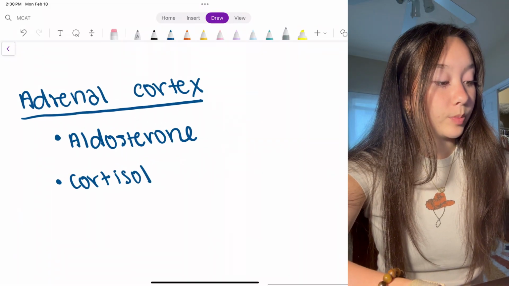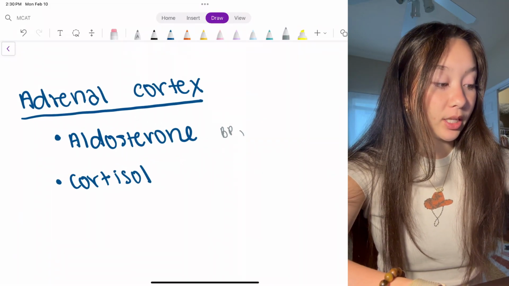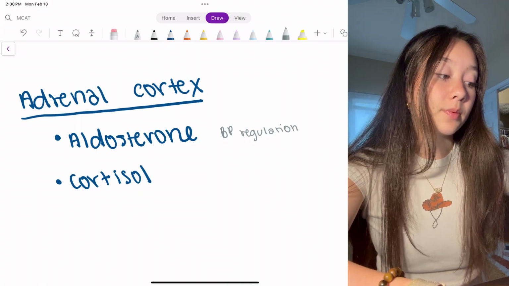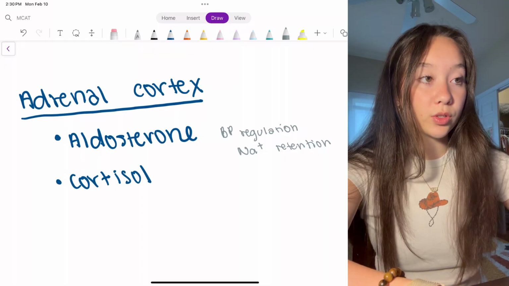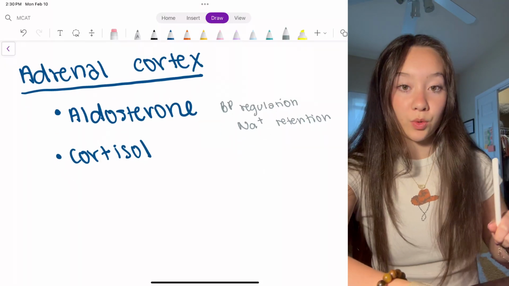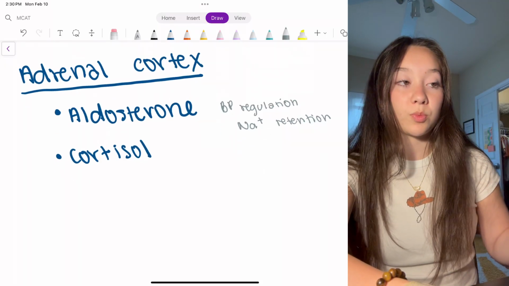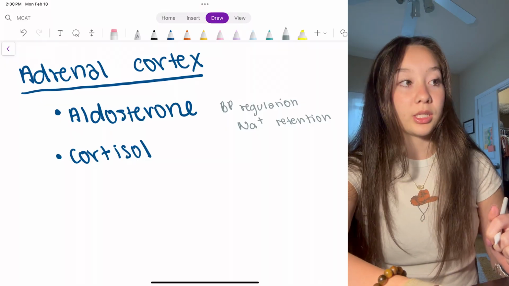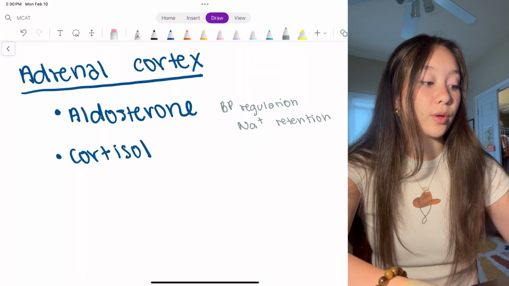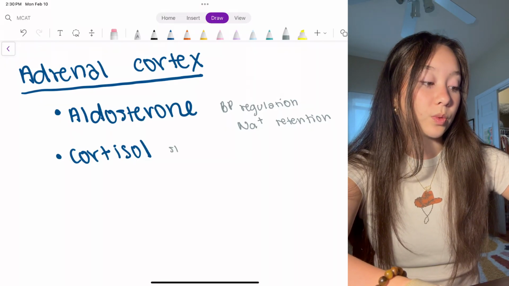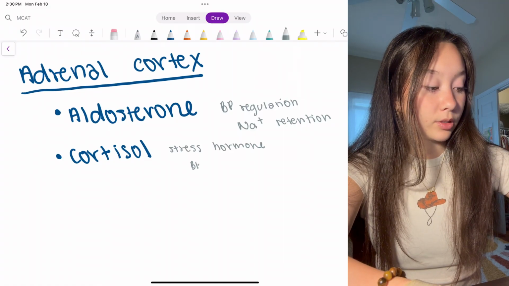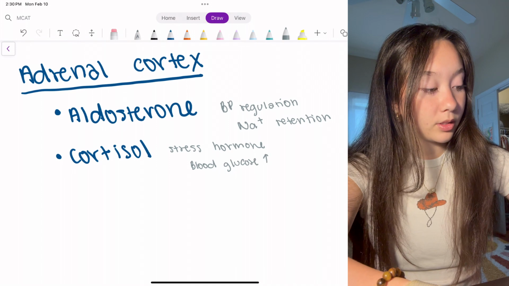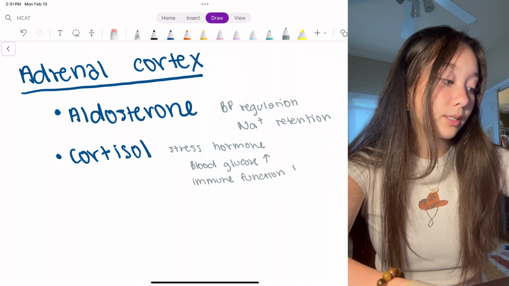Aldosterone is going to be blood pressure regulation, and it does this by sodium retention. Now, cortisol, on the other hand, is your stress hormone. So this is what gets produced in the stress response, and it suppresses your immune system and it increases your blood glucose. So we can just write down stress hormone. You can say blood glucose increases and then immune decreases.